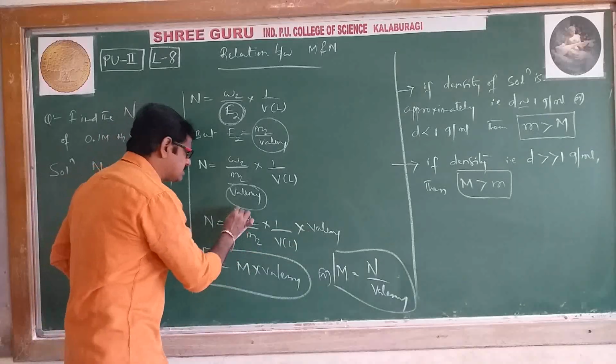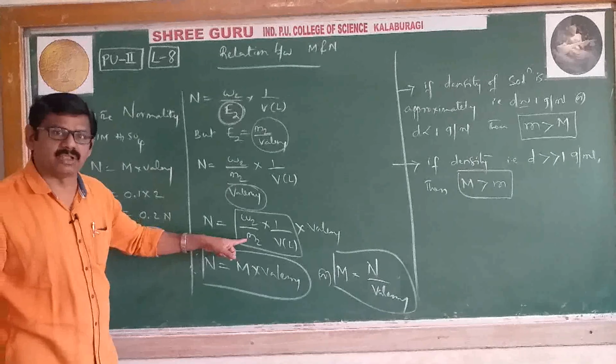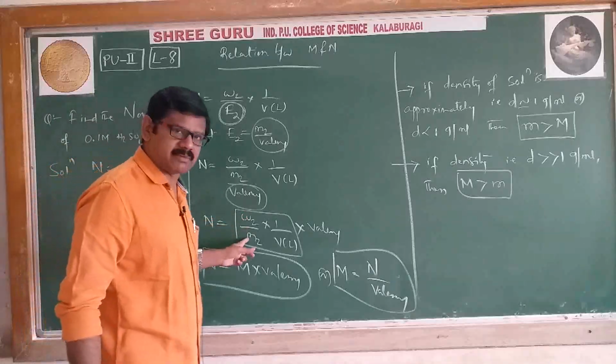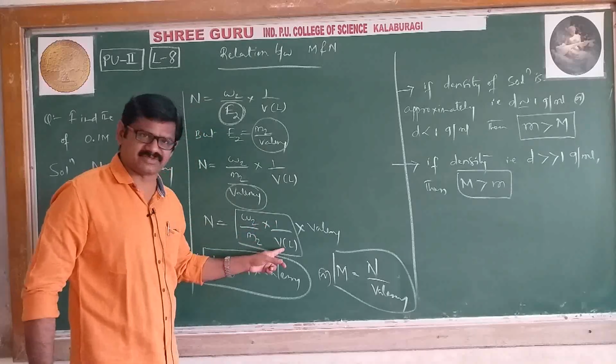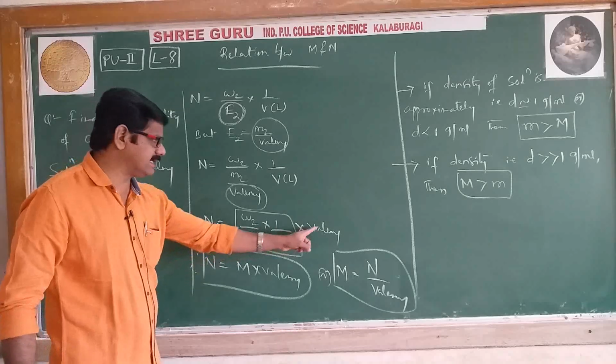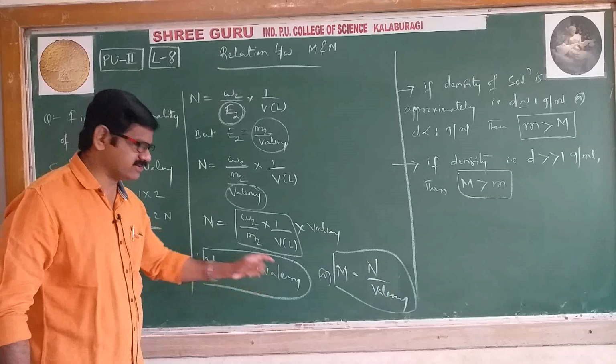Next, what is W2 by M2 into 1 by V? It is absolutely the molarity formula, because mass of solute by molar mass of solute into 1 by volume of solution is molarity. Therefore, normality is equal to molarity into valency. That's it. Normality is equal to molarity into valency.